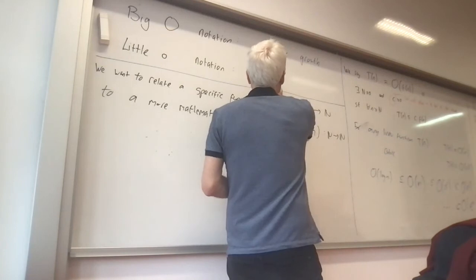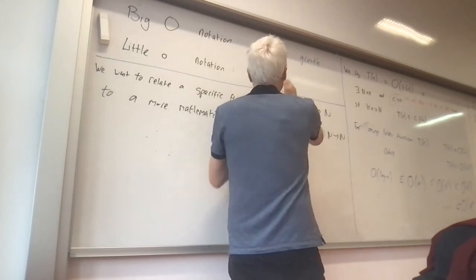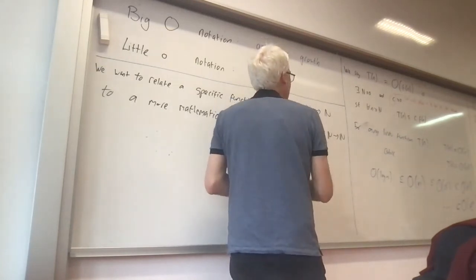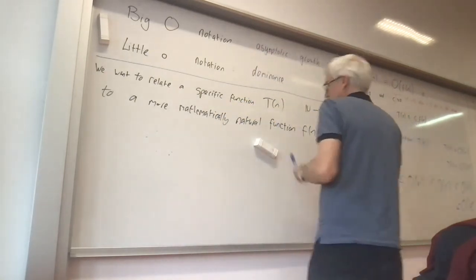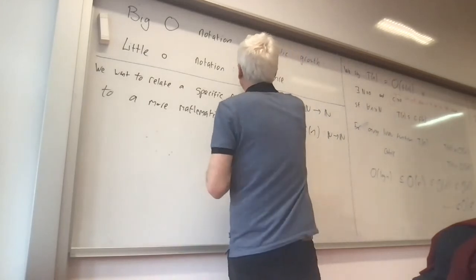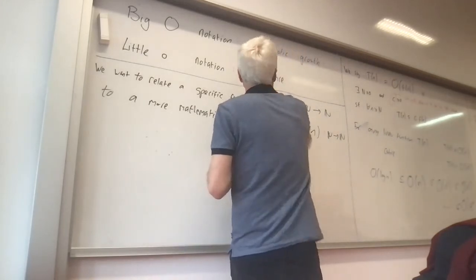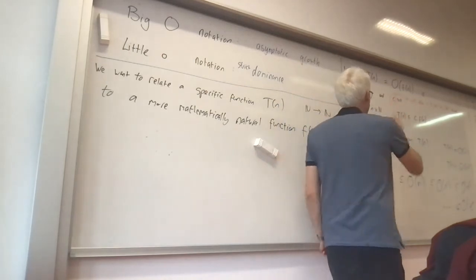So the big O notation is sort of eventually dominated by. The problem is I lack the right phrase for describing little O. Let's call it strict dominance or something. So this is big O.